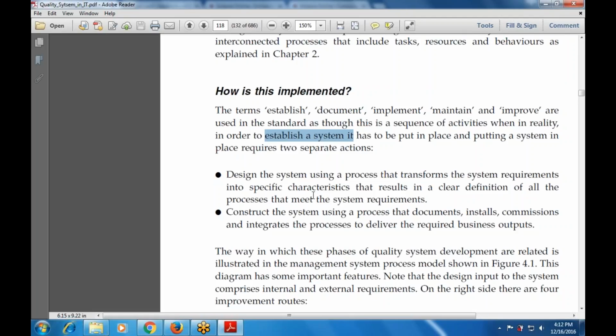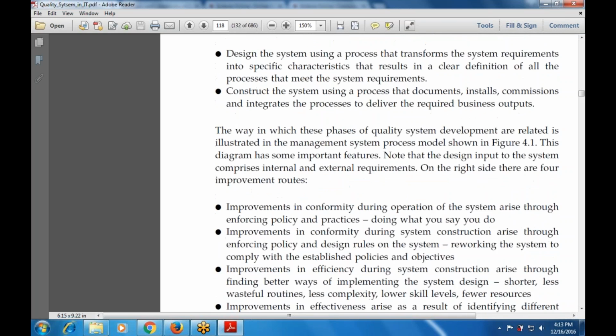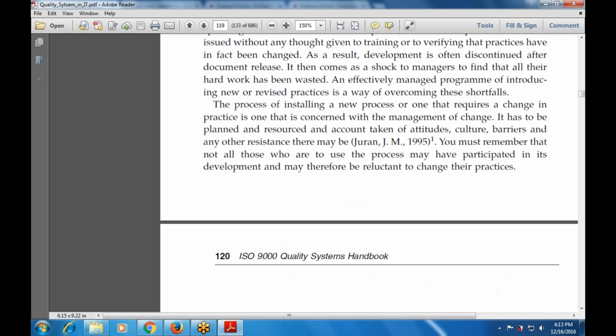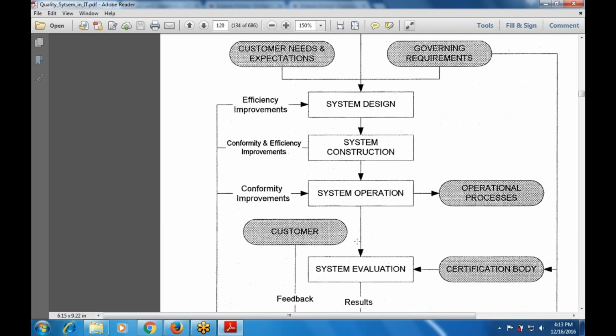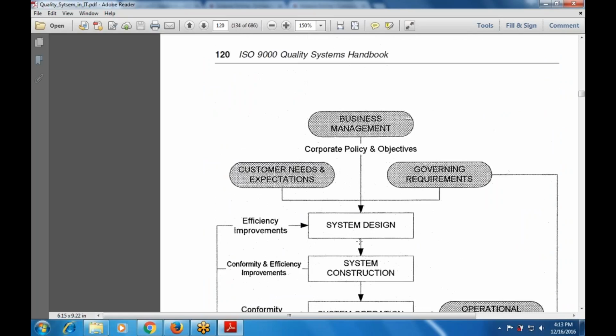What is the required business output that is delivered, and what is the main criterion used for the business output? The ways in which we plan, or how these phases of the quality system are related, is illustrated in the management system process model. This diagram also explains various features. It shows the various ways by which we can incorporate the management term, that is the system management process model.